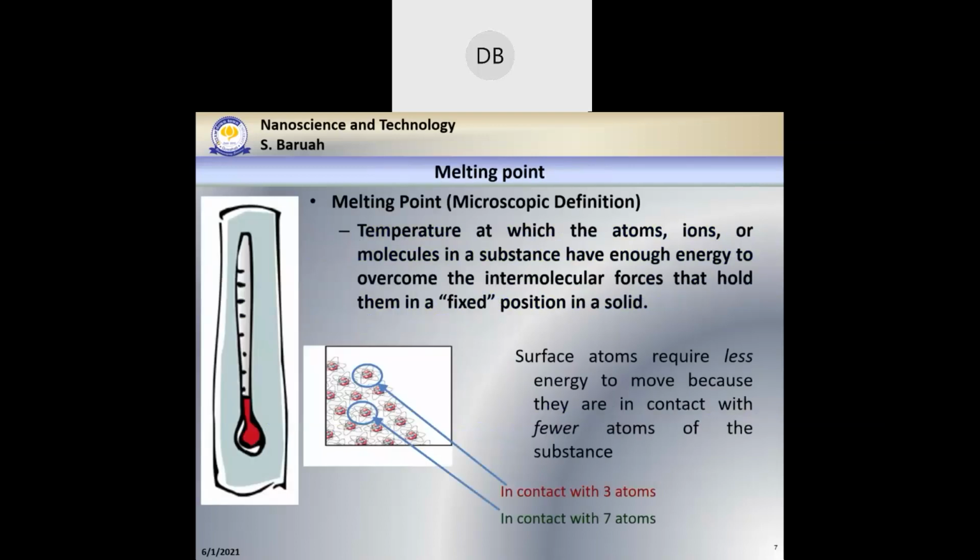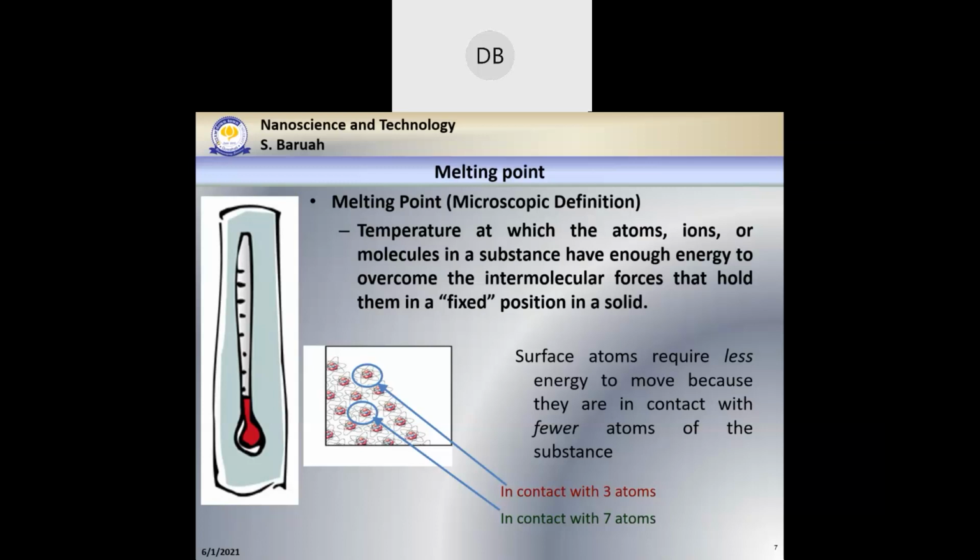Now there is a change in the melting point also. The melting point at the bulk scale and the melting point at the nanoscale are different for the same material. So what is a melting point if you have to define it? The temperature at which the atoms, ions, molecules in a substance have enough energy to overcome the intermolecular forces that hold them in a fixed position in a solid. To melt something you have to heat it up, right?